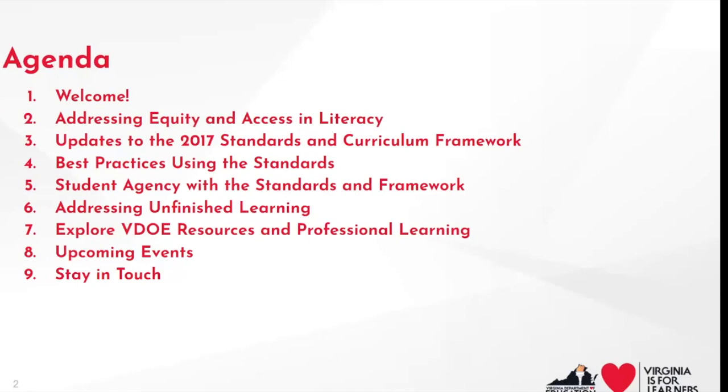Okay, so the first realm we're going to talk about is how we can address equity and access in literacy using the resources that we have. And then we're going to go into some updates to the 2017 standards and the curriculum framework and look at the pieces that are really going to be helpful for you when you are planning in a co-teaching situation and when you are implementing that instruction. Then we're going to talk about some best practices when we use those standards, and how we can get students to really get involved and have some agency in the actual standards and frameworks so that they understand the purpose of their learning.